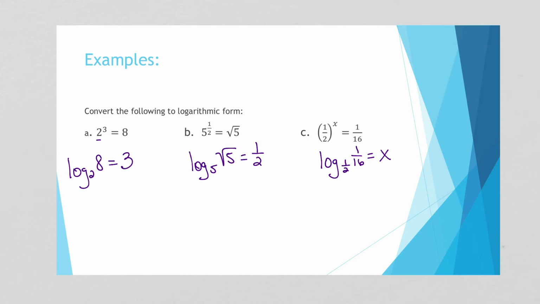Now, can you solve for x in this problem? What power of x would give us 16 in that denominator? Okay, well, we've already got the 2 in the denominator, so 2 to what power is 16? 4. So if we had to solve for x here, we could say that x is equal to 4. We didn't really need to convert it to logarithmic form in order to solve for x here, but we got some practice in.